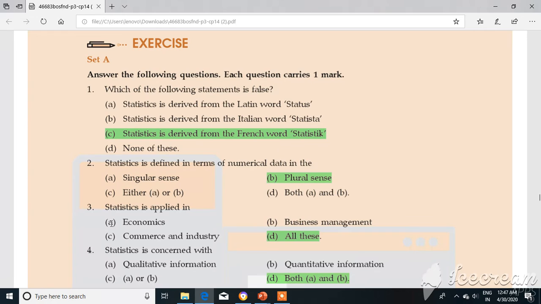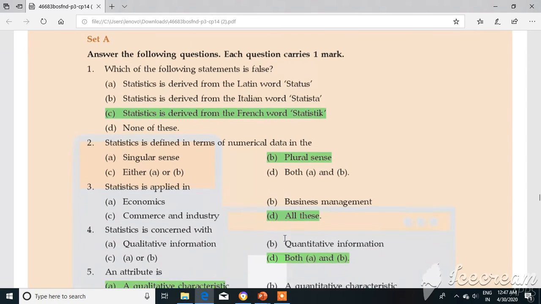Now the third question is, statistics is applied in economics, business management, commerce and industry, or all of the above. There are different applications of statistics, so all these three are covered in this. So all these are correct.